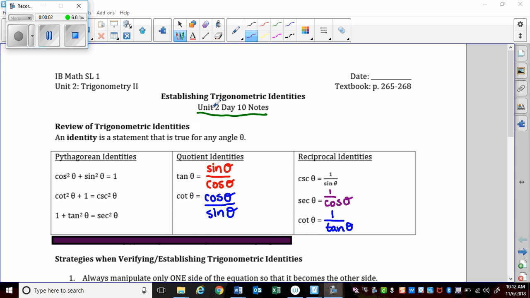Hello, this is Unit 2, Day 10 notes. So this is the second part of Unit 2, and we're going to look at the trigonometric identities today.